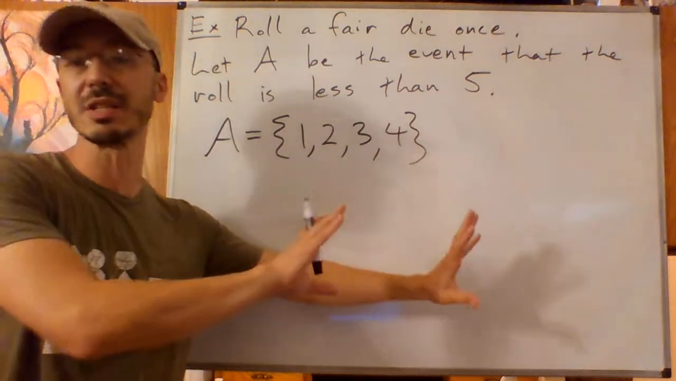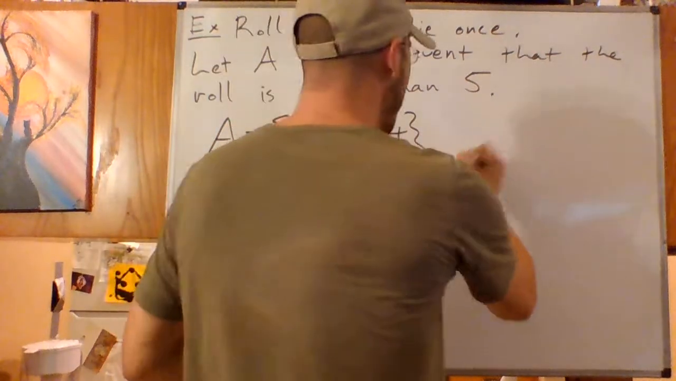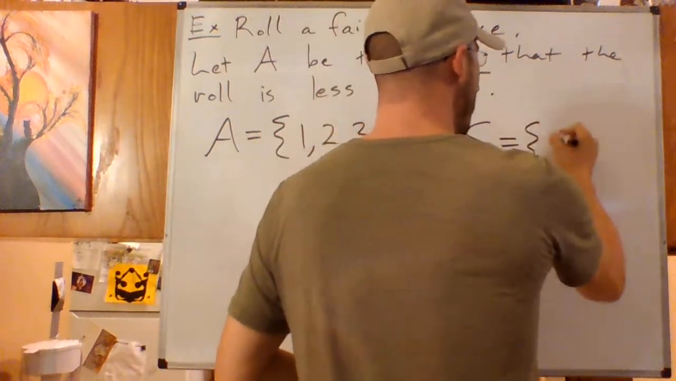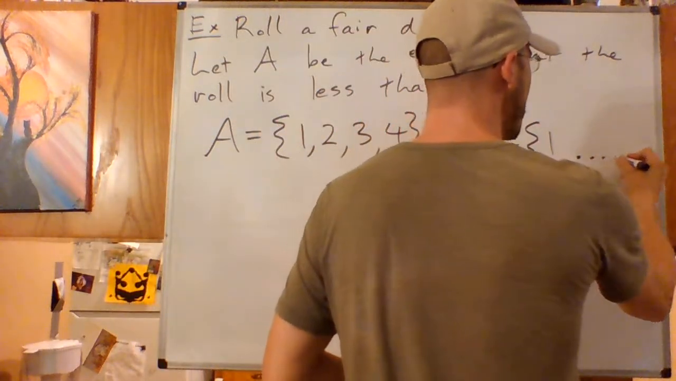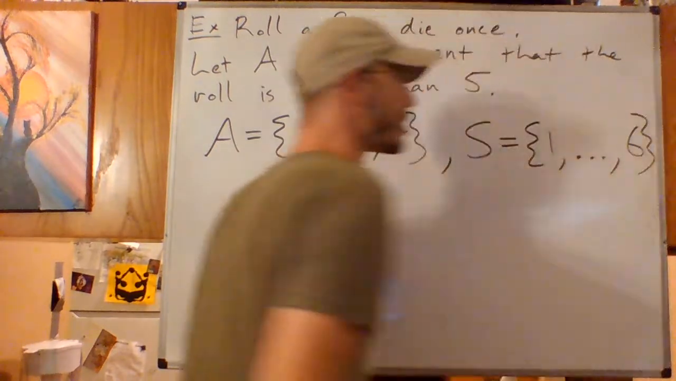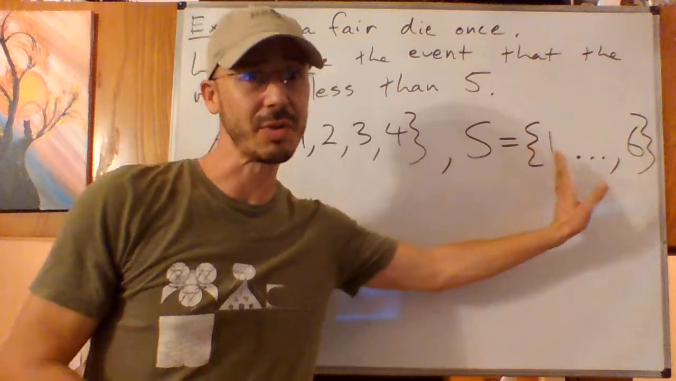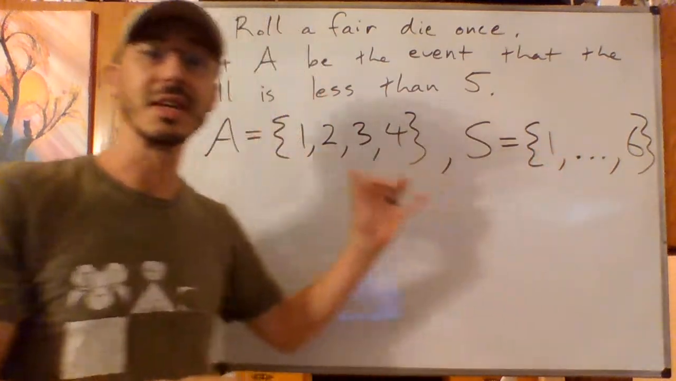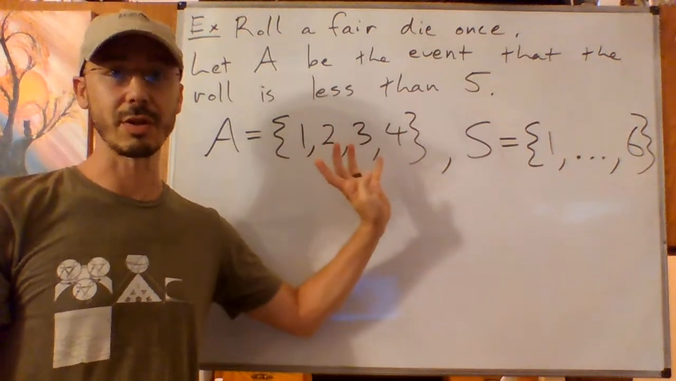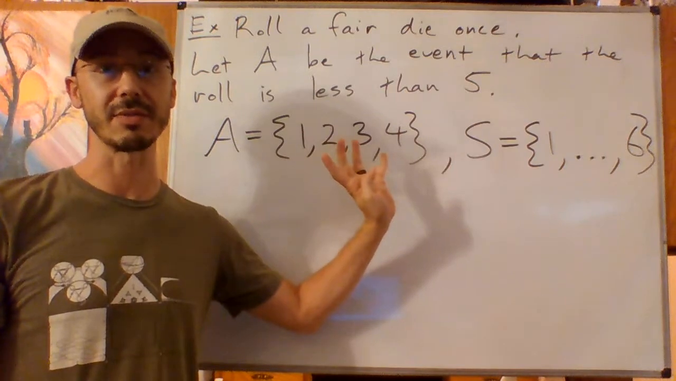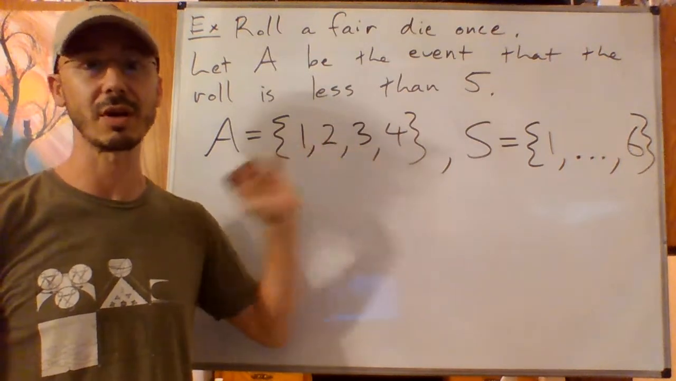A 5 or a 6 means it's not event A, but the other thing is the sample space is the same thing we saw before, the numbers 1 through 6. And it's really easy to tell how many there are in there. It's 1 through 6. There's 6. This one we can count. There's 4 numbers that are less than 5, or there's 4 numbers in our event A.